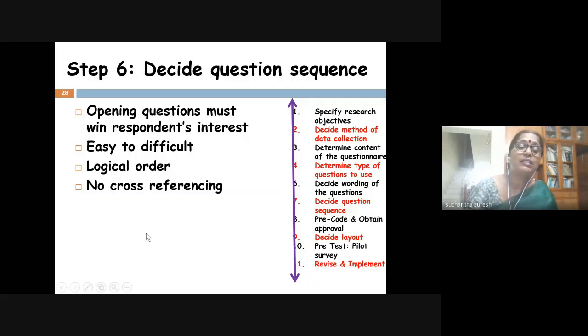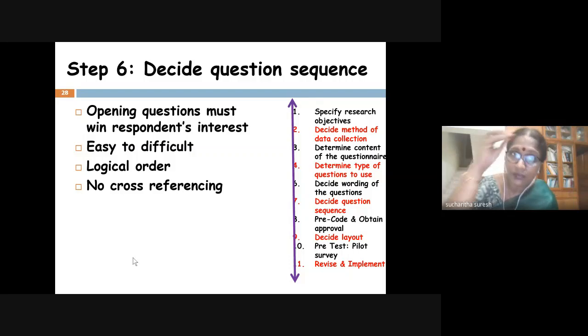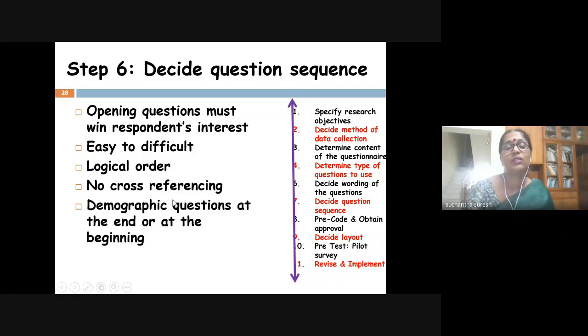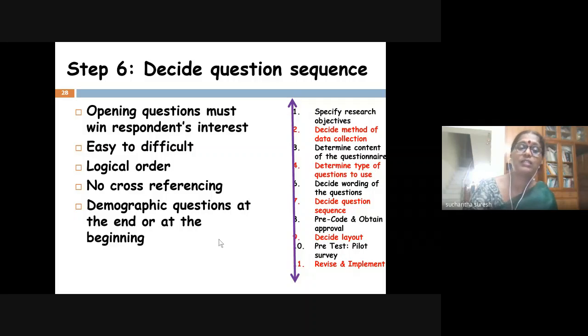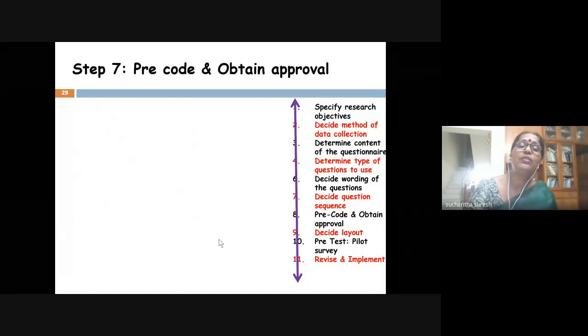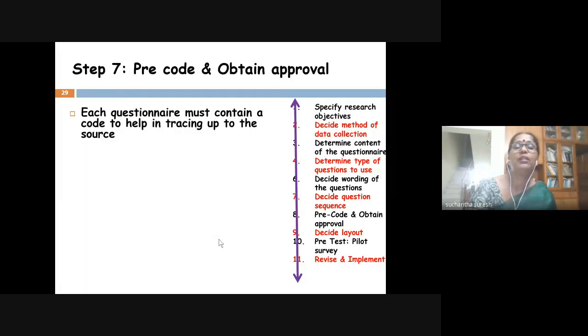Okay. Next is no cross-referencing. That's what I told you: you are at the 15th question, but I have to refer to the 7th question to answer that 15th question. No, it should not be. Demographic questions at the end or at the beginning can be given. Okay, so you can decide the question sequence. Okay, then you have to obtain the approval.